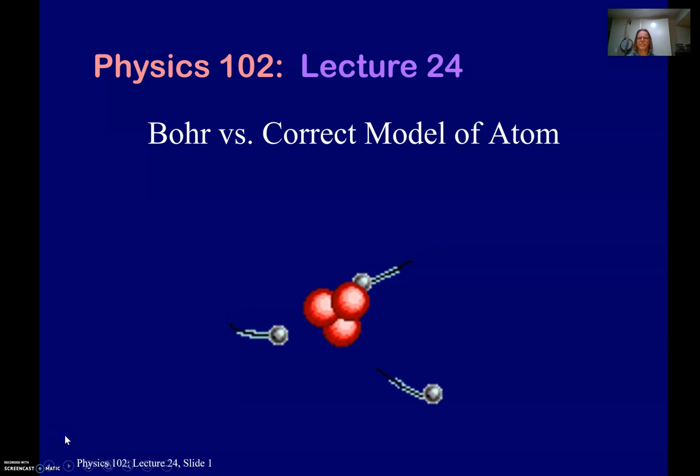Hey, this little ditty is about the Bohr atom, and it's versus the correct model of the atom. We don't know what the correct model of the atom is. We don't know exactly what's going on. We just kind of have an idea about what's going on, and it's just a model that tries to represent what's going on. So let's talk about this Bohr atom and what it meant back in the day and what it still means today.